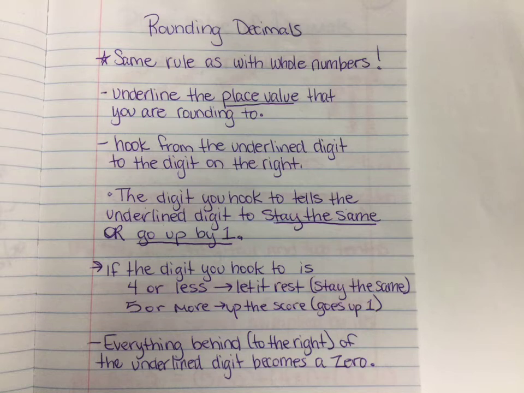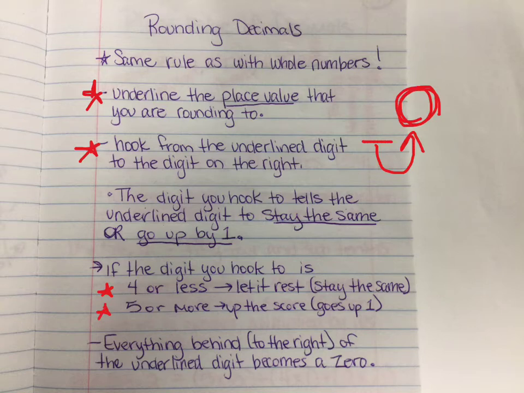So to recap, we're going to underline the place value that we're rounding to. We're going to hook from the digit we underlined to the number on the right. The digit that we hook to, which is this digit right here, tells us what we're doing. We're either going to go 4 or less, and it means the digit we underlined stays the same, or it's going to be 5 or more, and the underlined digit goes up by 1 number. Everything behind the underlined digit becomes a 0.